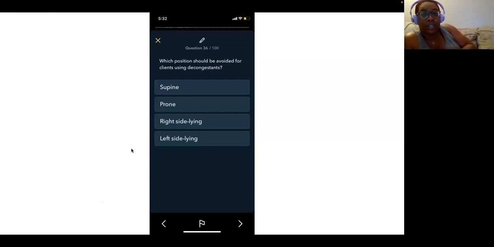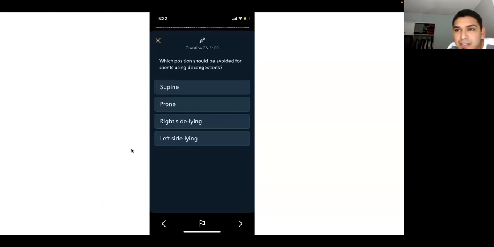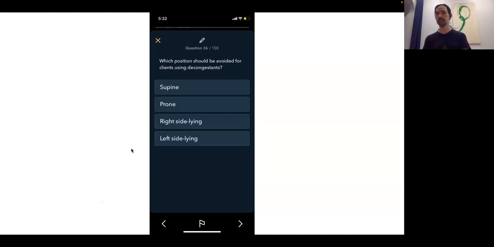Okay, so decongestant. Someone's taking a decongestant. What condition do they have that's making them take the decongestant? Why are they taking it? I would say a decongestant is more of a respiratory, congestion type of deal, right? So they're taking these decongestants to loosen up the mucus and stuff. Yeah, congestion.